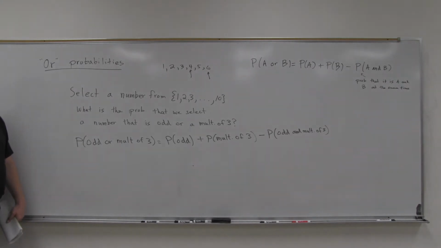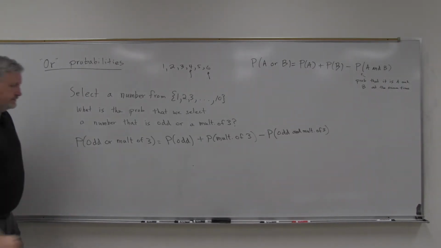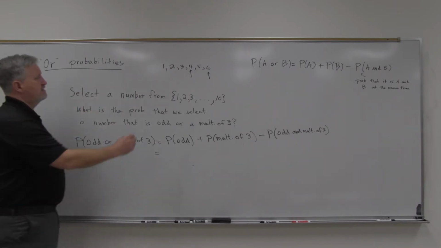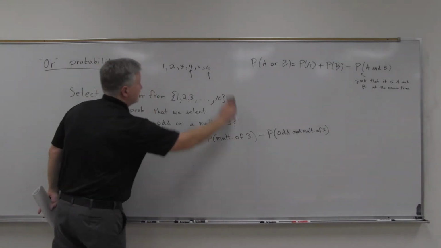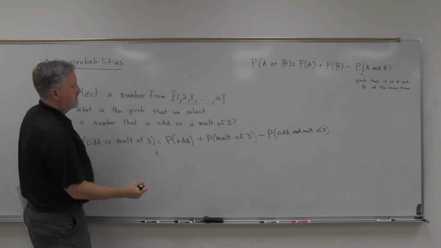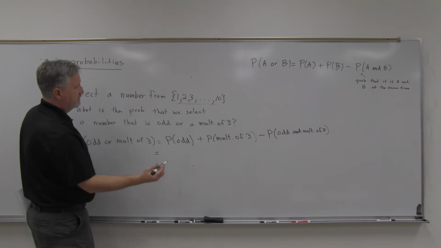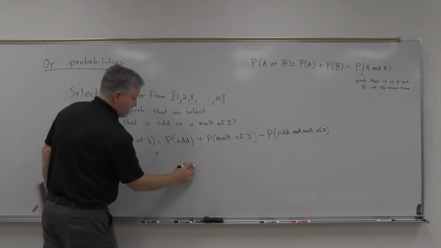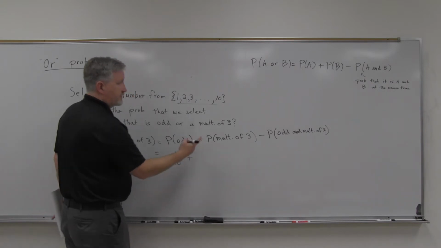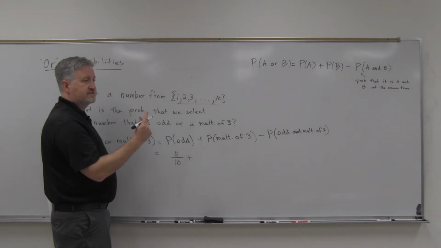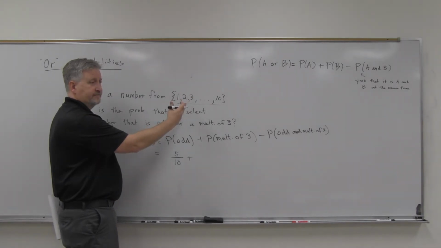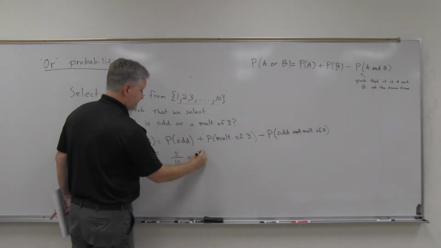Okay? All right, so let's fill in the probabilities. What's the probability that it's odd? We're going 1 through 10. How many odd ones are there in 1 through 10? Well, 5 of them, so it'll be 5 out of 10, odd. Multiples of 3: 3, 6, 9 would be the multiples of 3 in there. So 3 out of 10.